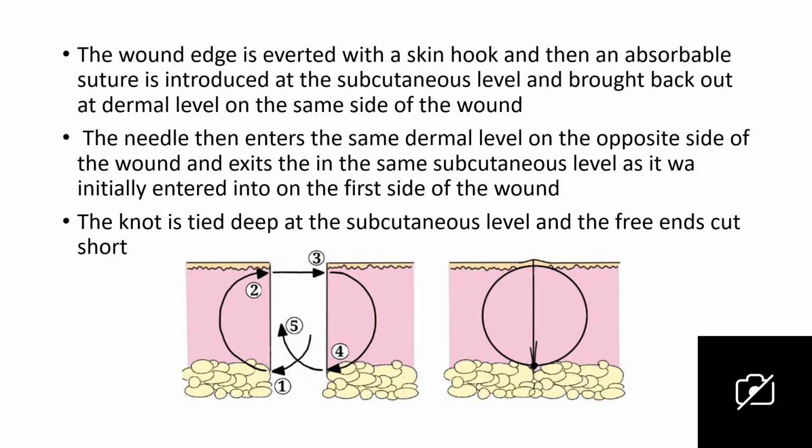The wound edge is everted with a skin hook, and then absorbable suture is introduced at the subcutaneous level and brought back out at the dermal level on the same side of the wound. The needle then enters the same dermal level on the opposite side of the wound and exits in the same subcutaneous level as it was initially entered into on the first side of the wound. The knot is tied deep at the subcutaneous level and free ends are cut short, usually for muscle or fat layer when you want to suture.